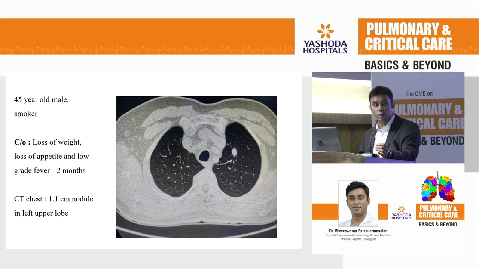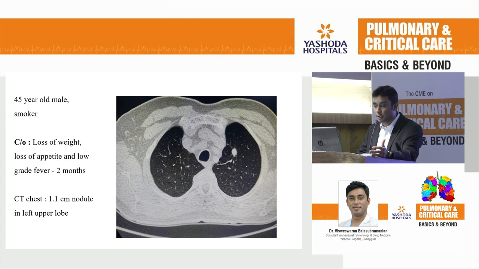Previously, when you see a nodule like this in the lung, most of the time these are placed as incidental pulmonary nodules and they are kept under observation. And after 3 months, you repeat a CT scan, and after 6 months, you go for another repeat scan. And by that time, probably the patient goes in for a metastatic disease. So now with advancements in the technology, we have multiple things.